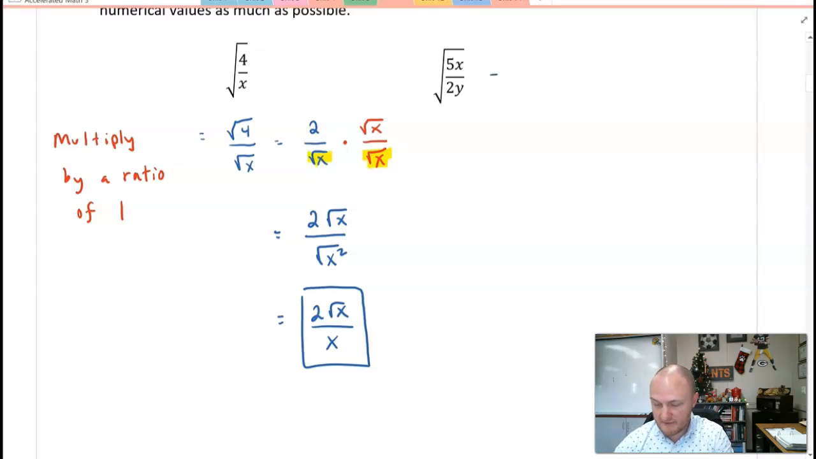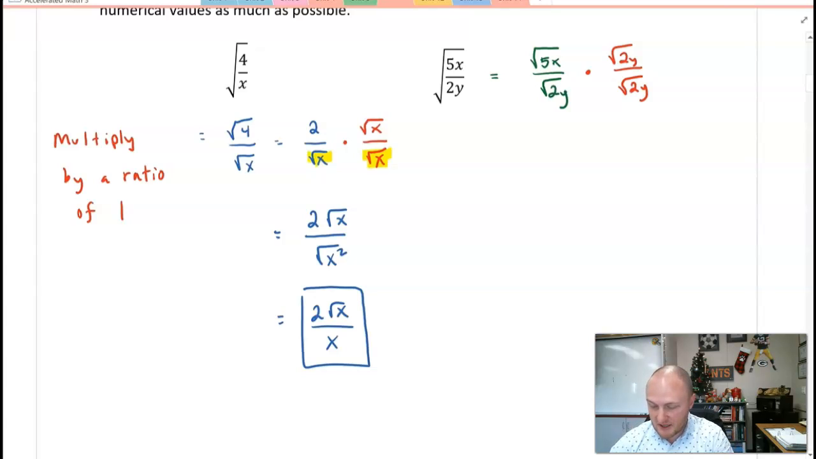So here I have the square root of 5x over 2y. I'm going to simplify this to be the square root of 5x over the square root of 2y. And I don't have anything to simplify, so I can just multiply by a ratio of 1. So what's the ratio of 1 I want to multiply by? Well, I want to simplify the denominator. So I'm going to multiply by the ratio of 1, including the denominator. So square root of 2y over the square root of 2y.